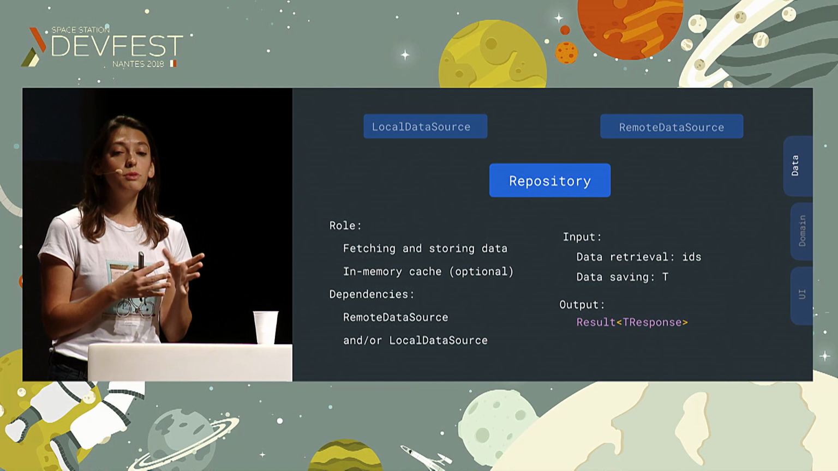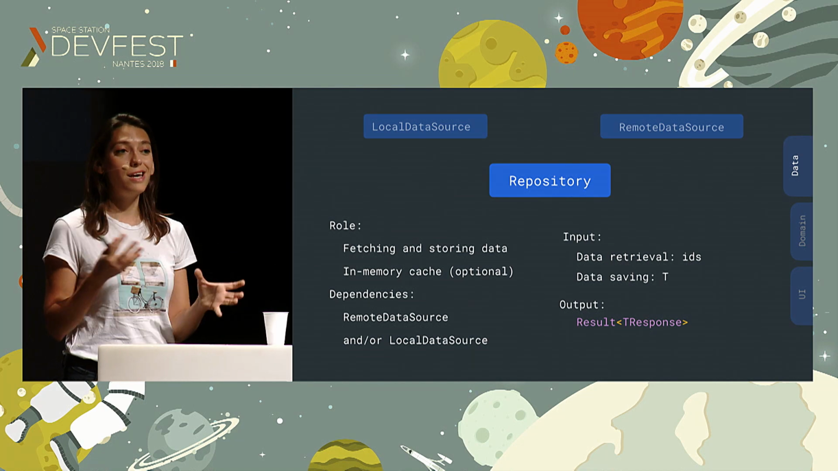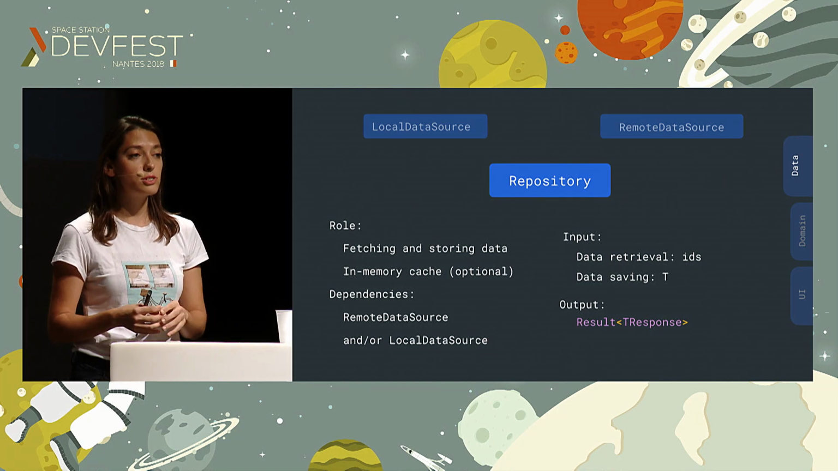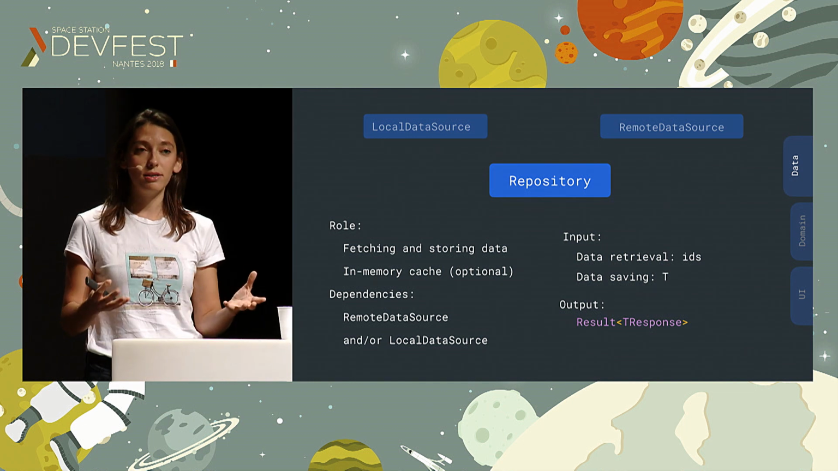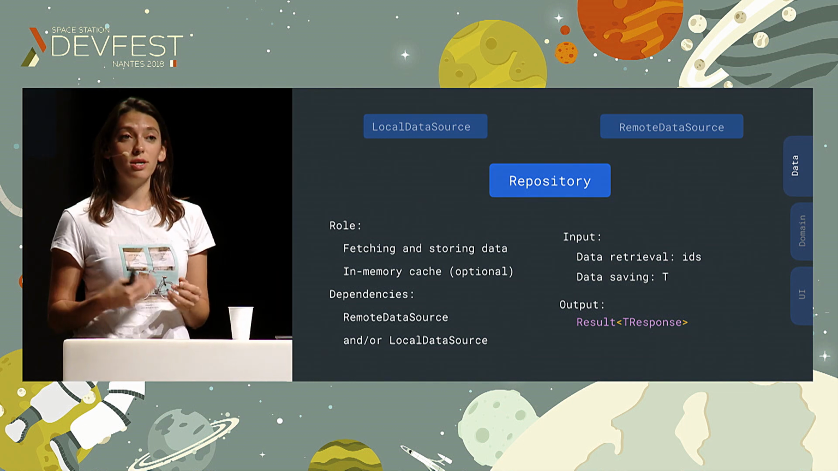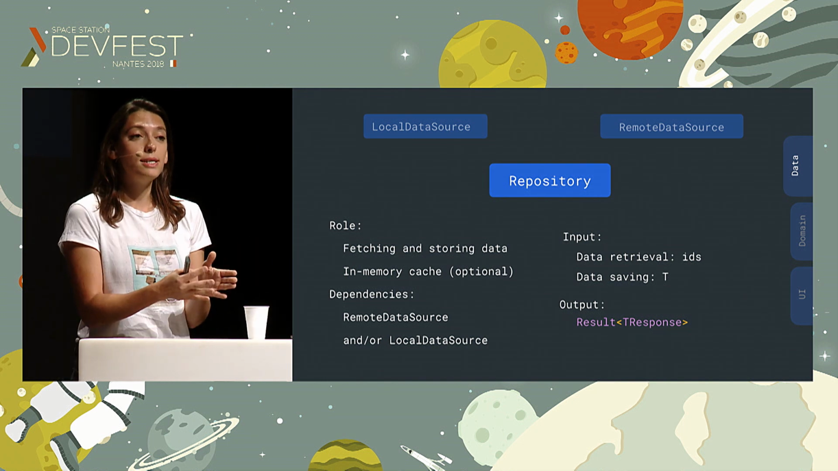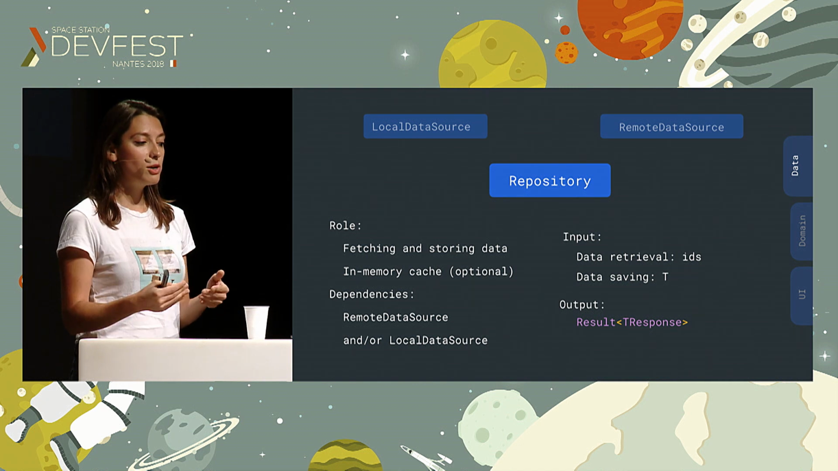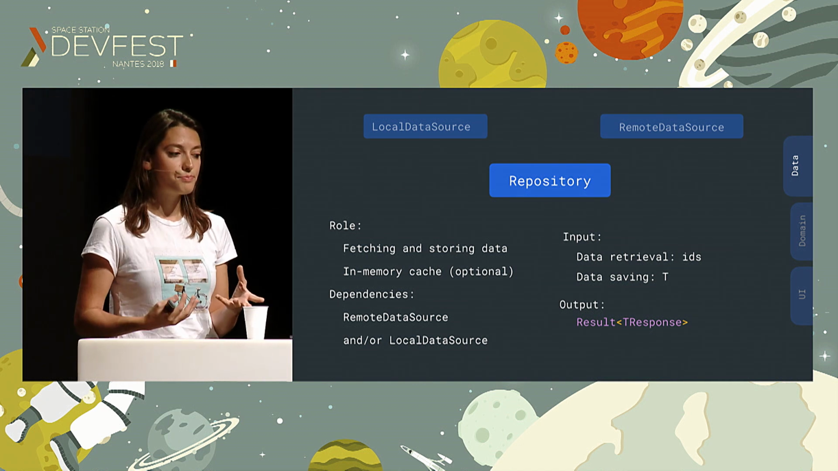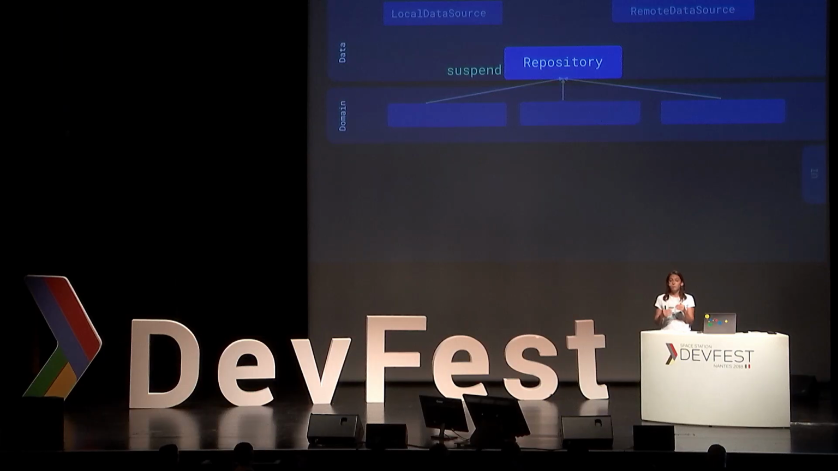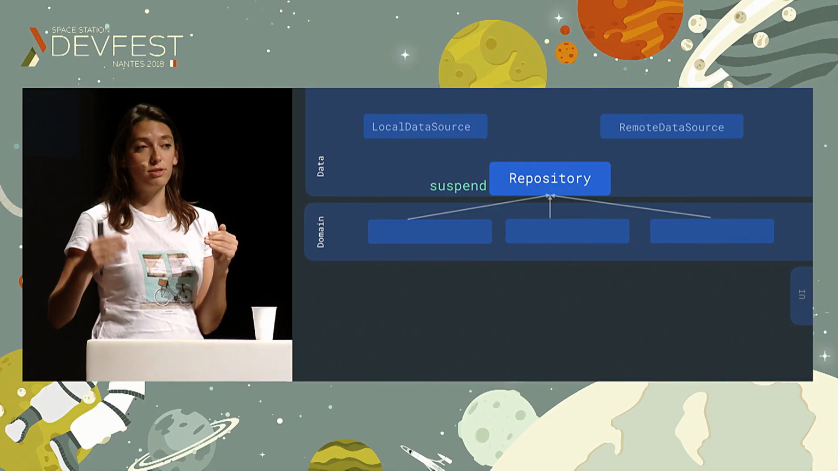The repository would be the class that works with the local and the remote data source. Its role is to fetch and store data, and optionally, to cache in memory any data that is needed. As an input would be some IDs of the data that needs to be retrieved, and as an output, the data that was saved, also wrapped inside the result object. So a repository would also expose suspension functions. And ideally, in the architecture that we wanted, the domain layer would be the one that calls this suspension function.